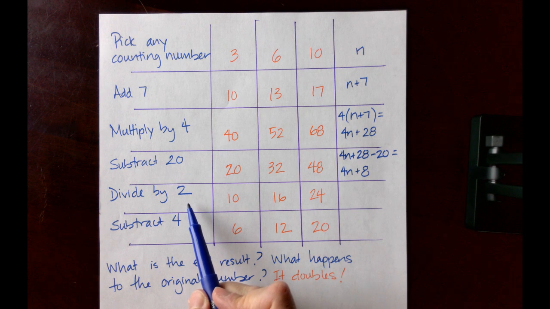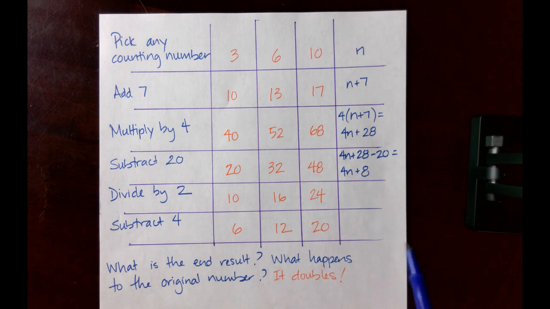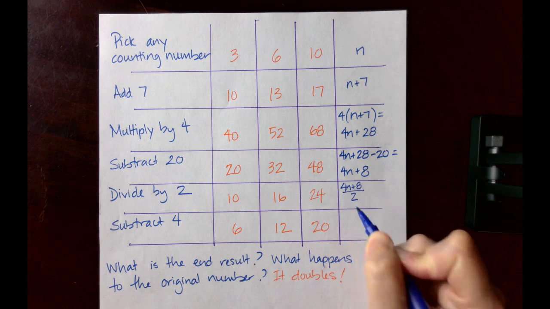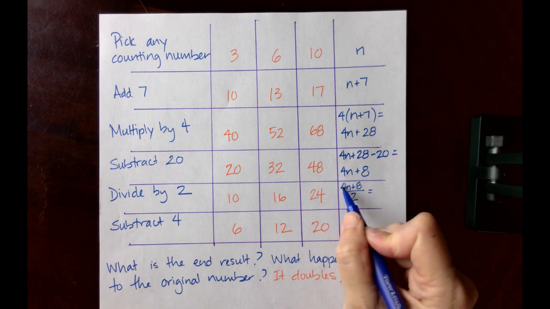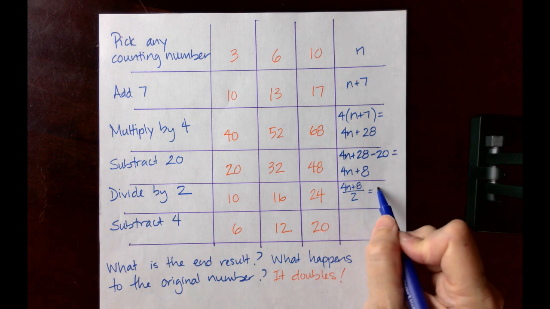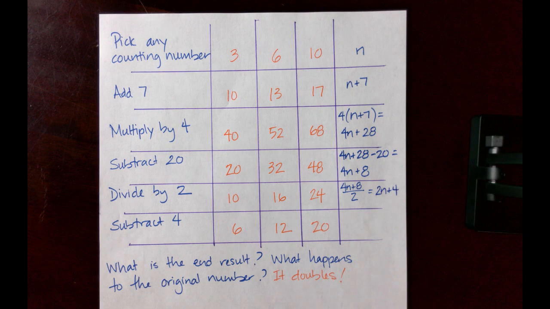The next part of our rule says to take the previous answer and divide by 2. We'll get the quantity 4n plus 8, all divided by 2. We'll get 2 divisions here, kind of like we did in the last example. This will give us 2n plus 4.